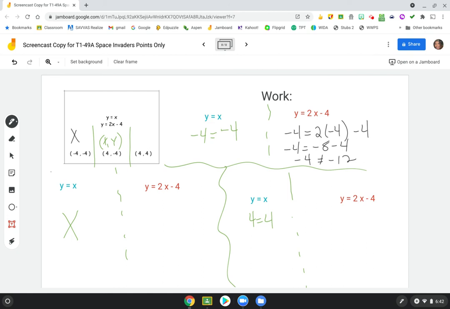So let's hope this one works. So 4 is my y. 2 times 4, which is my x, minus 4. 2 times 4 is 8. So I have 8 minus 4, which is equal to 4. So 4 equals 4. So that means 4, 4 is the solution to my system of equations.